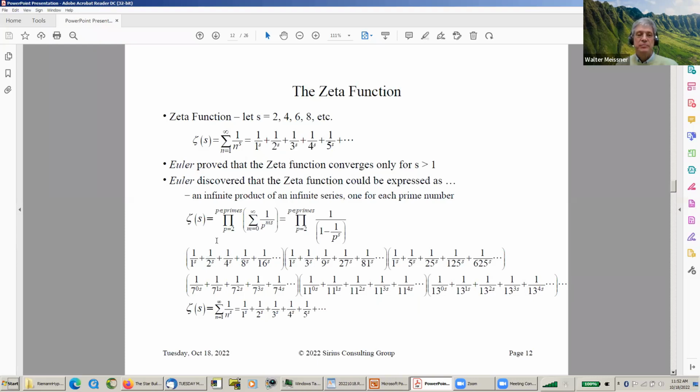And he now showed that this is equal to the summation of 1 over n to the s. So this was really an amazing result. And I think he and other mathematicians rewrote this as a simple product, 1 over 1 minus 1 over p to the s. So that's another way to formulate it.